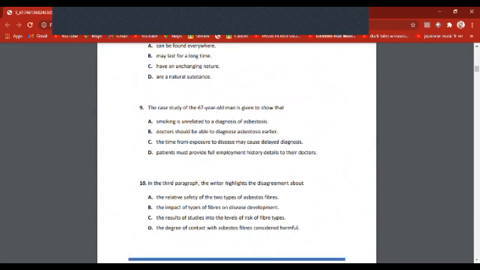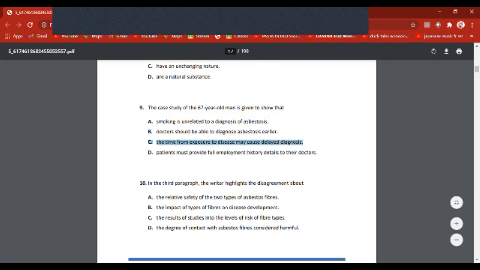And the last one, patient must provide employment history. Is the case study about employment history that they should provide? Is it about that or no? No. Okay, so out of these four options, which are the two you can eliminate straight away? A, smoking, and B also. Very good. And then D, remove it also because D is not related. The answer is C. Clear? Got it?